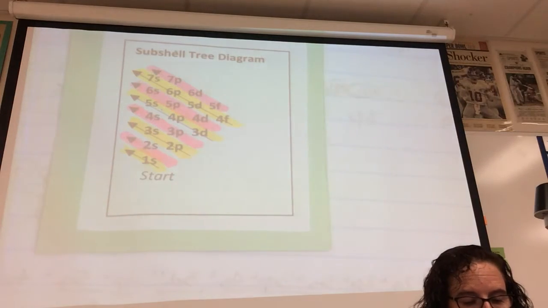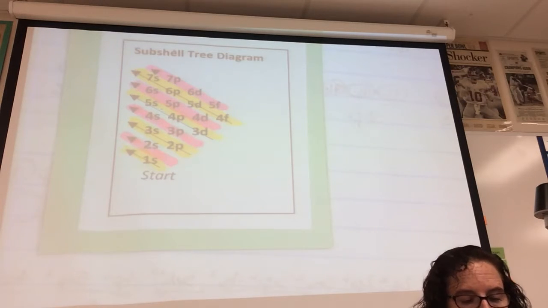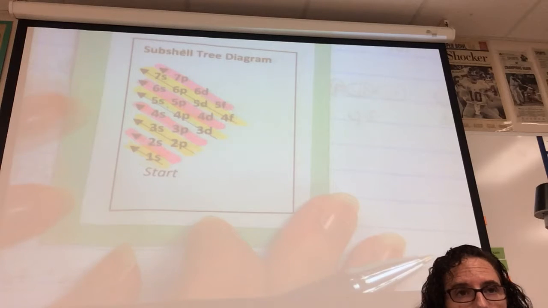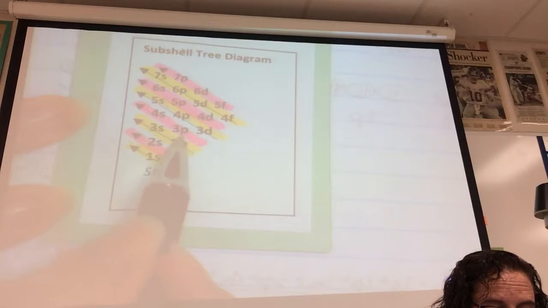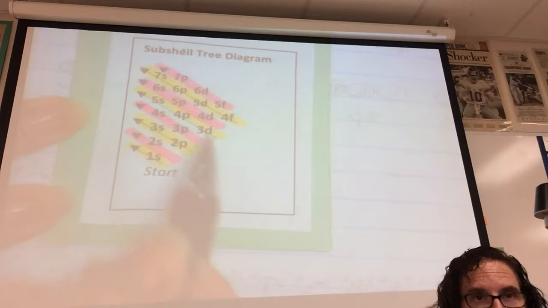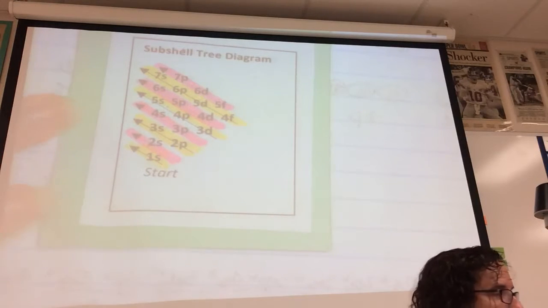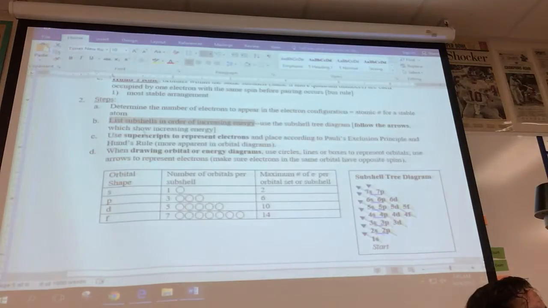So it's not based solely on the n value. This shows increasing energy level. You must follow the arrows. You'll note that 4s is of lower energy than 3d. Follow the arrows. You will use superscripts to represent electrons, and you'll place them according to Pauli's exclusion principle and Hund's rule.